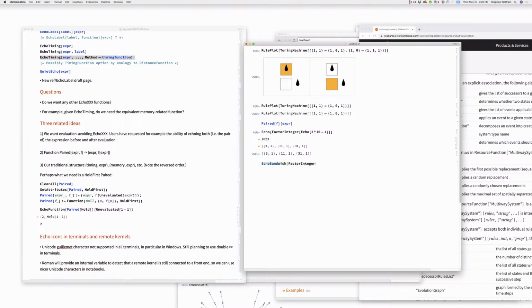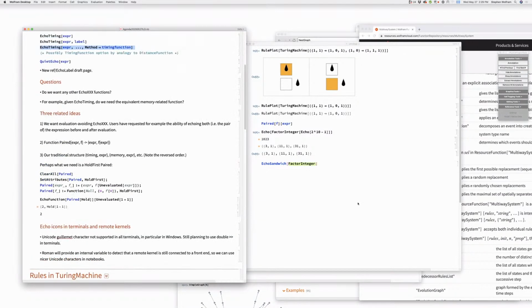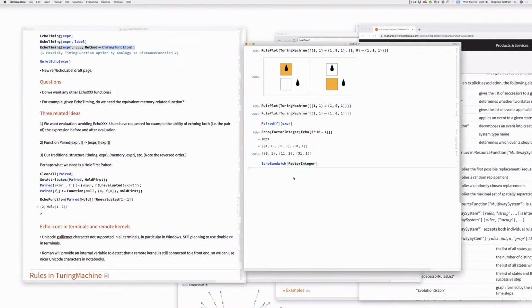So an idea is what we have later on, this paired definition in which the first argument is held. And so we can use then paired of a function to print both the expression before evaluation and after evaluation. Unfortunately, it's the wrong order, but you have both there. I see, this case here. Exactly. Okay, but let's talk about echo timing for a second, what we actually want it to do.